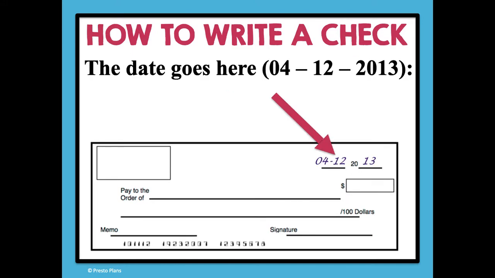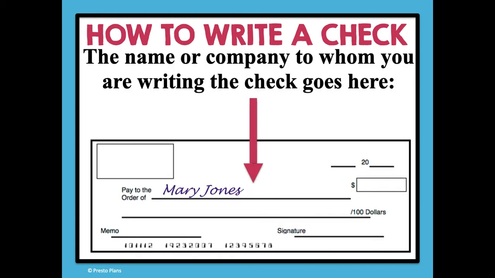Next, you're going to write your date, the date of when you write this check. You can write it December 12th, 2013, or you can write it numerically like they have it written here. Next, you are going to write the name to whom you are writing the check, whether it's a person or a business. Try to make sure you spell this correctly.